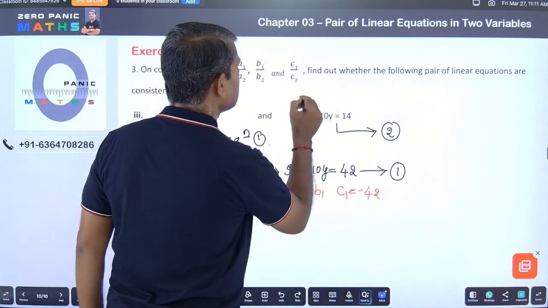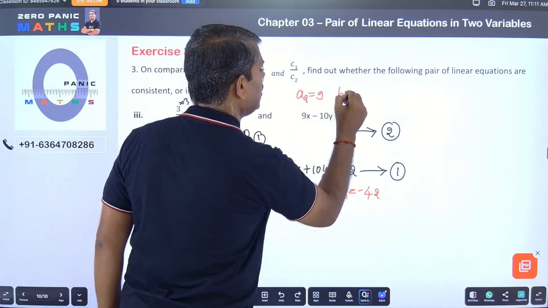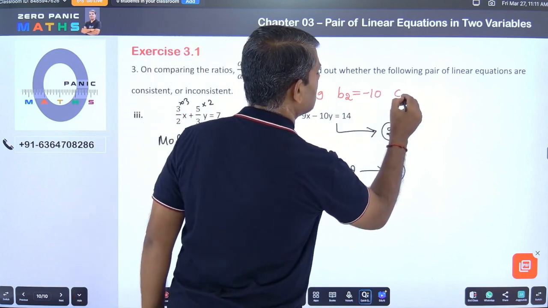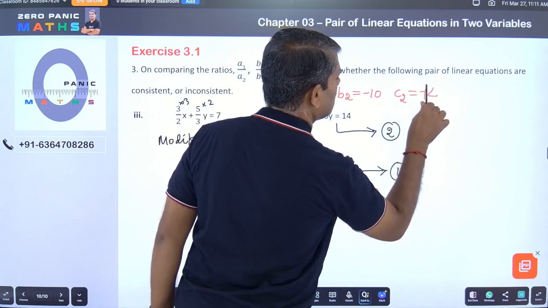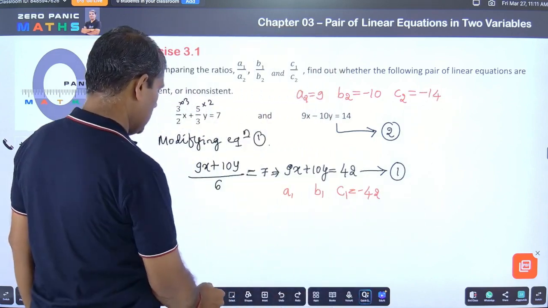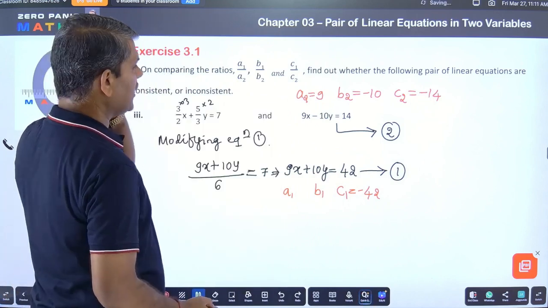What is a2? a2 is 9. What is b2? b2 is minus 10. And what is c2? c2 is minus 14. Now let us continue checking the condition.